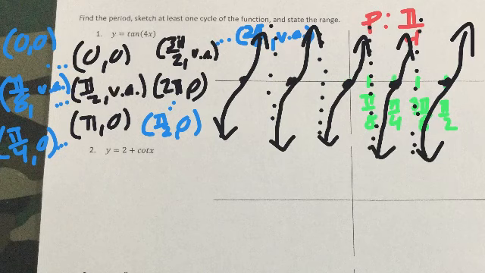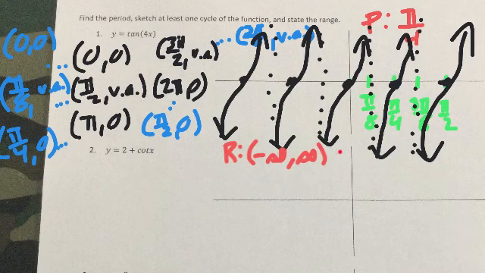Now the last thing it does is it tells me to identify the range. So the range is the y values. So the lowest y value the graph takes on is negative infinity, and it goes all the way up to positive infinity, and it takes on every value between them. Right? There's no gaps in the graph. It goes all the way from negative infinity to positive infinity.